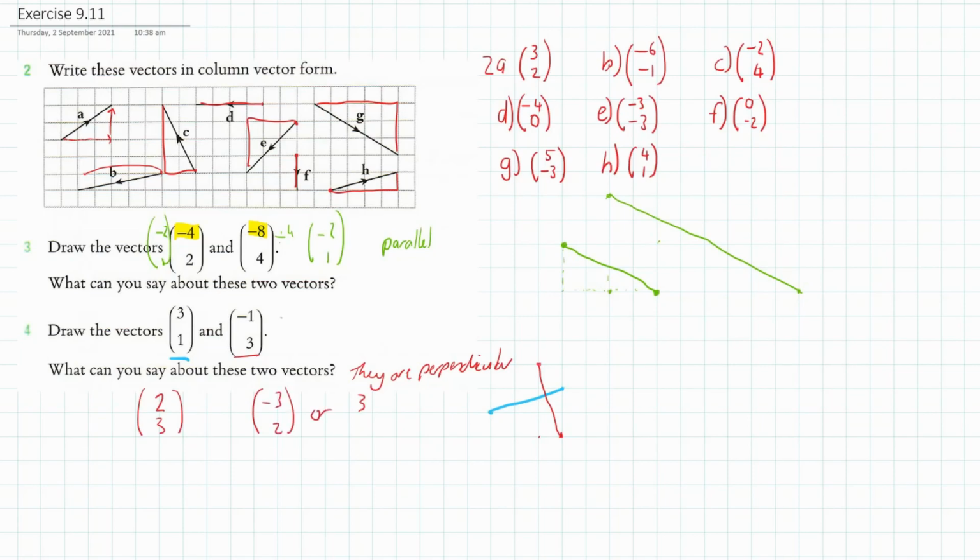So for example, if we have something like 2, 3, then we know that either minus 3, 2 or 3, minus 2 would be perpendicular to 2, 3. Okay, well I hope that gives you a helpful introduction to these column vectors.